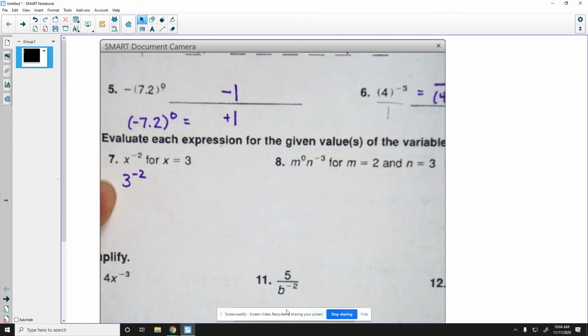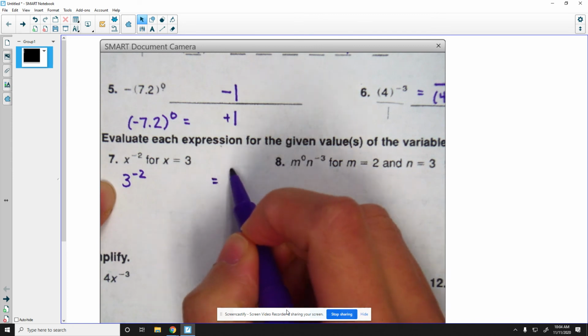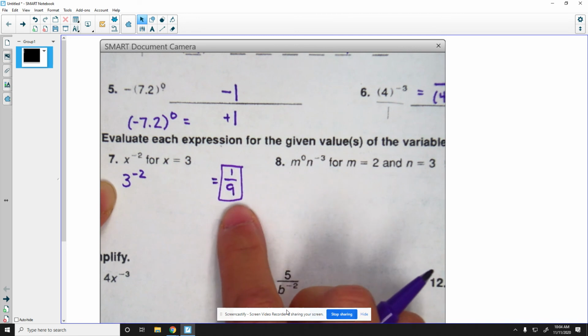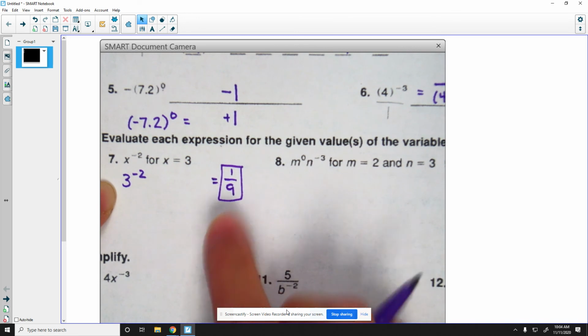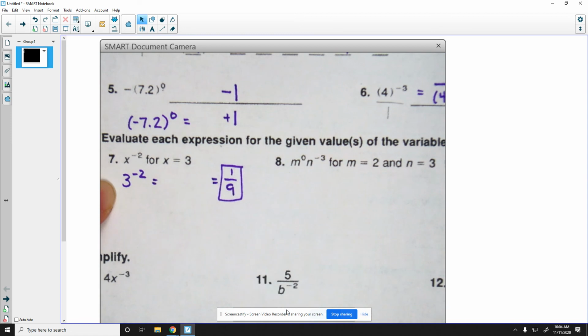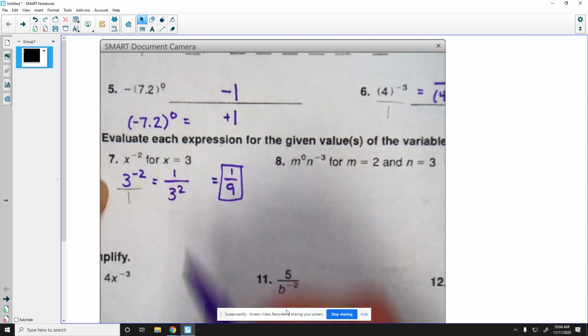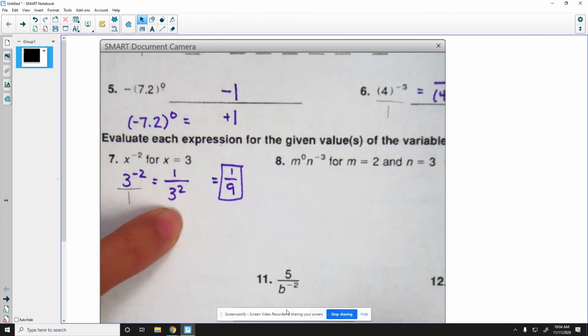Or 1/9. Thank you. So my answer is 1/9. Please don't write it as a decimal. Always leave it as a fraction for this chapter, okay? So 3 to the -2, negative exponent tells me to flip it, right? So that's 1 over 3 to the 2. Well, 3 to the 2 is 9, so it's 1/9.